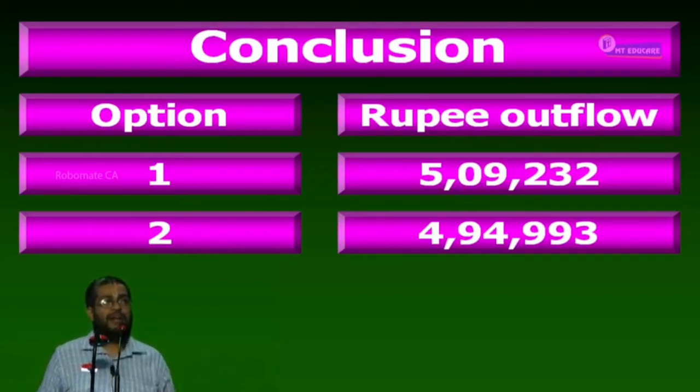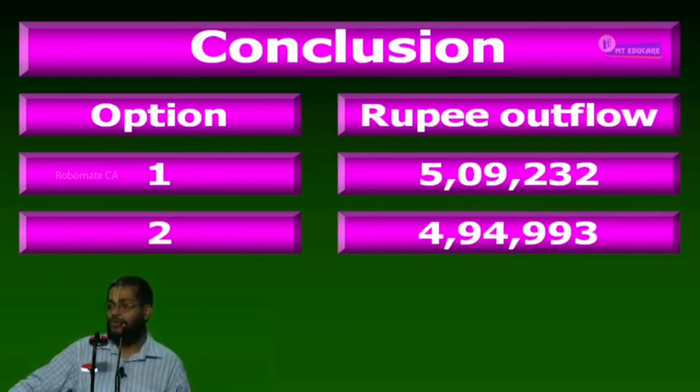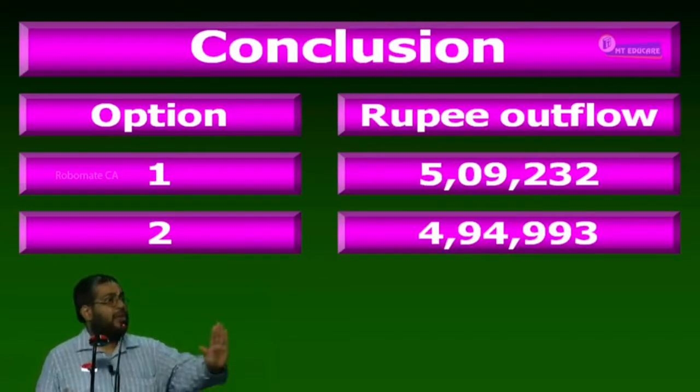Write down: recommended to lag the payment as it results in least outflow. Okay, now 1 minute.